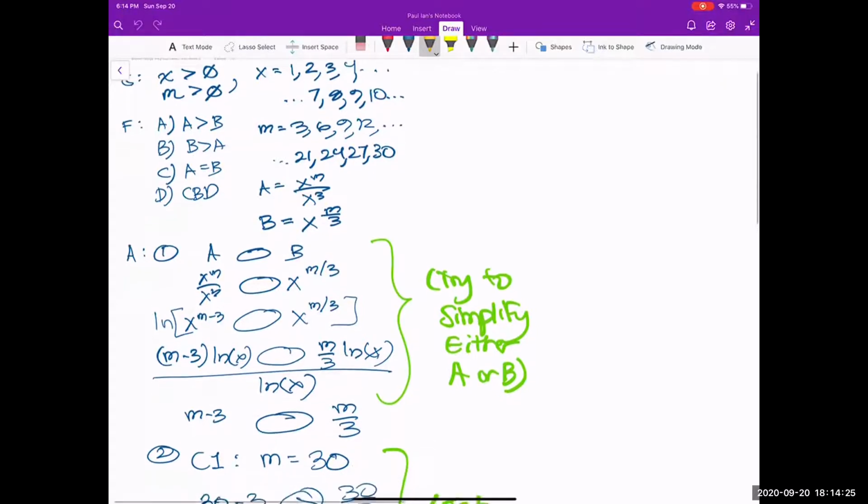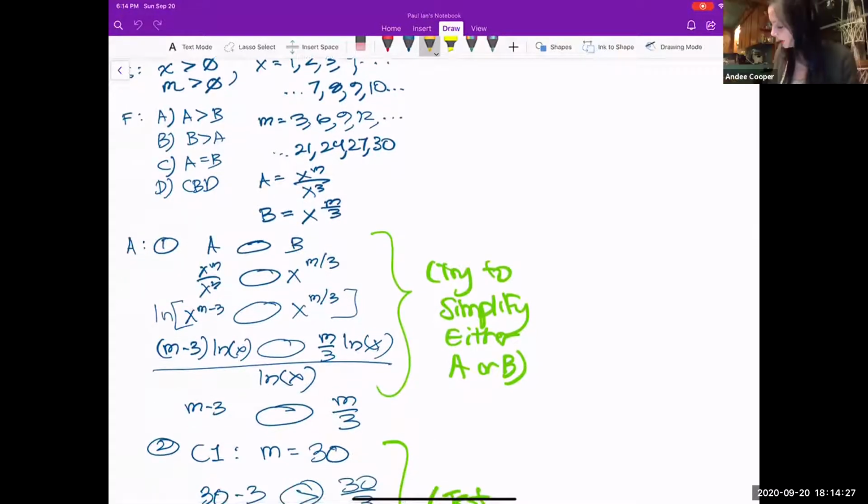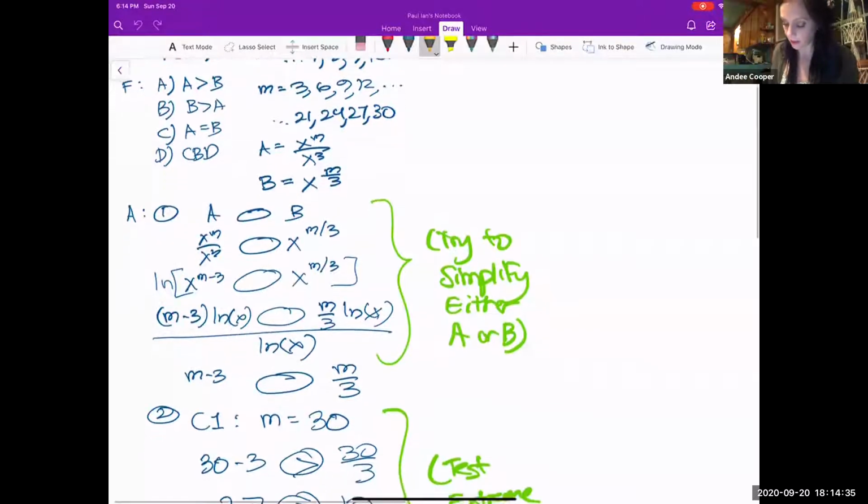Which one? The xm over x to the 3? Or quantity B, is that x to the -3 power? No, it's not. Never mind. Sorry. Okay, so I'm going to multiply each side by x to the 3rd, right?